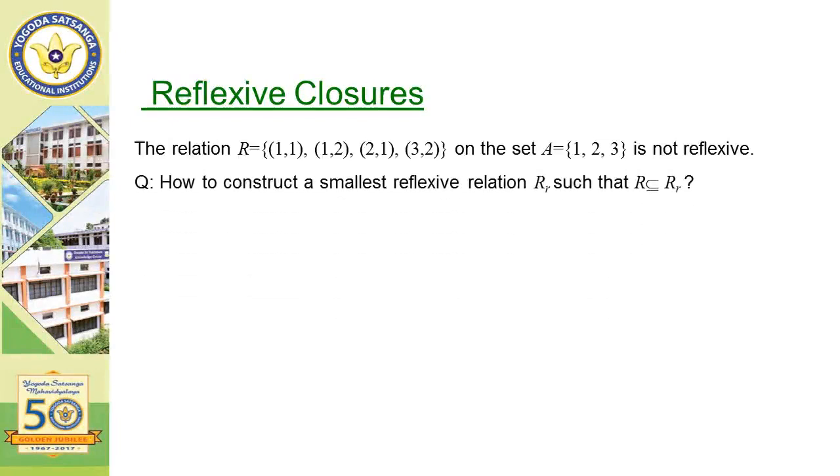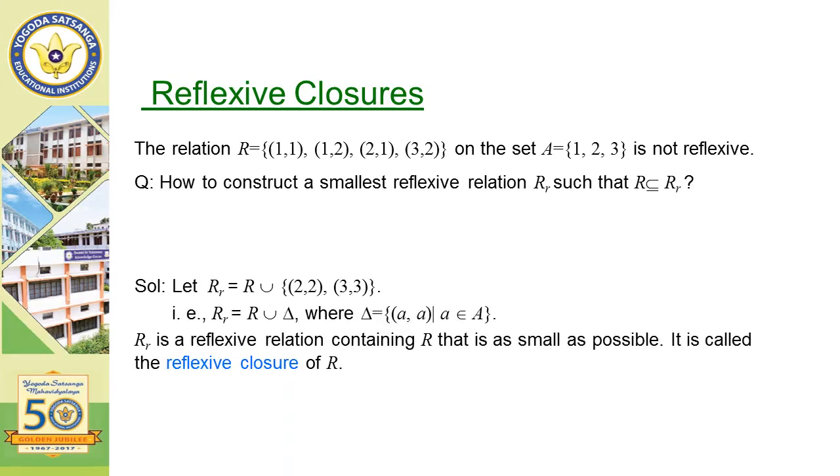The question: the relation (1,1), (1,2), (2,1), (3,2) on the set {1,2,3} is not reflexive. How do we construct the smallest reflexive relation such that R becomes a reflexive relation? We have to add (2,2) and (3,3). Hence it becomes a reflexive relation. Therefore delta is (2,2), (3,3). These two entries should be there so that the relation becomes a reflexive relation.